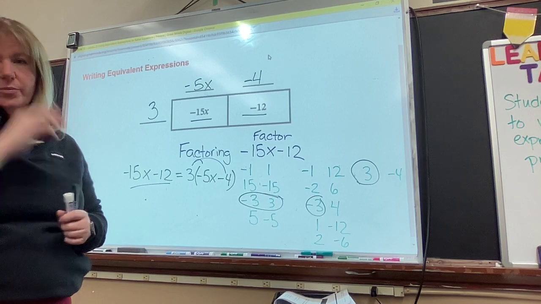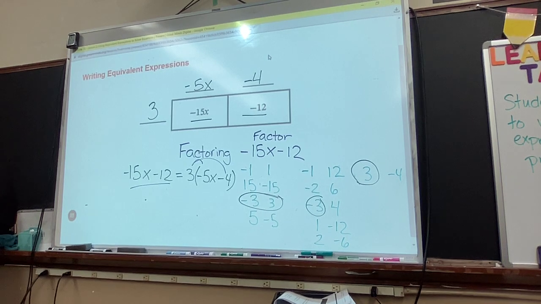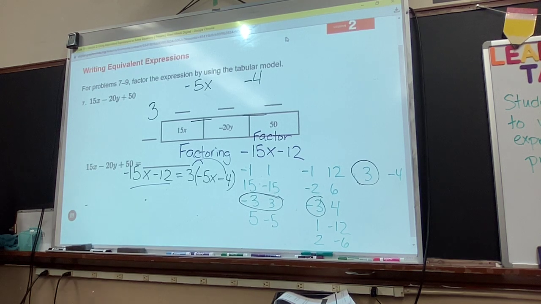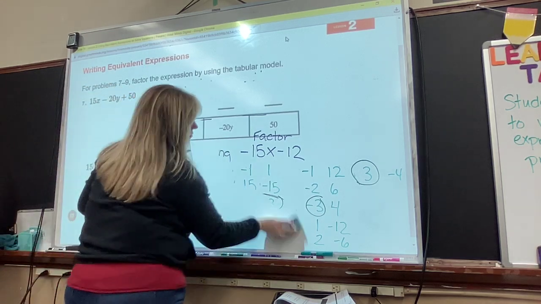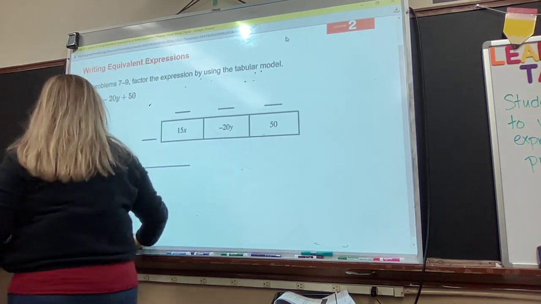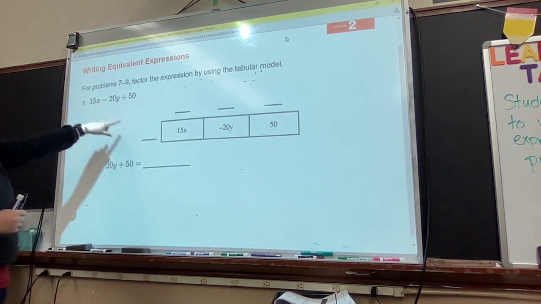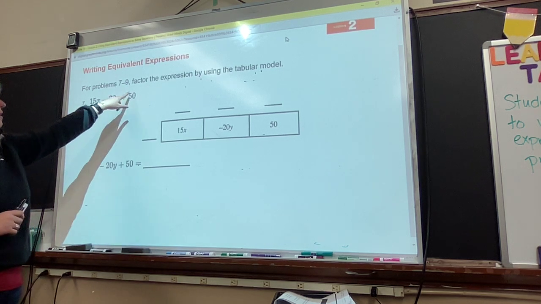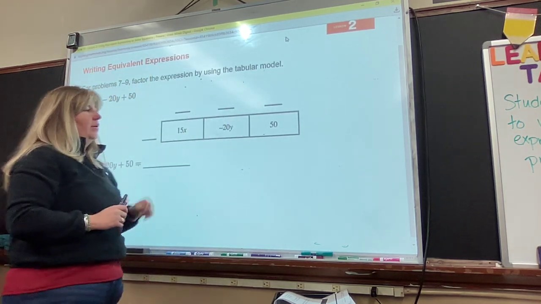So this example wasn't in your book, but now let's turn to page 28 and look at one of them that's in your book. Okay, so this is workbook page 28. I do like the boxes. This one is set up for us already. This is the expression that you are going to factor using this tabular model, table model, or area model.